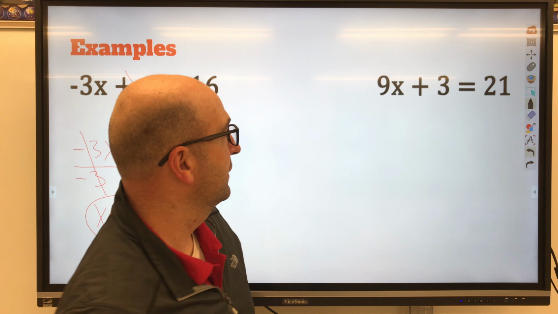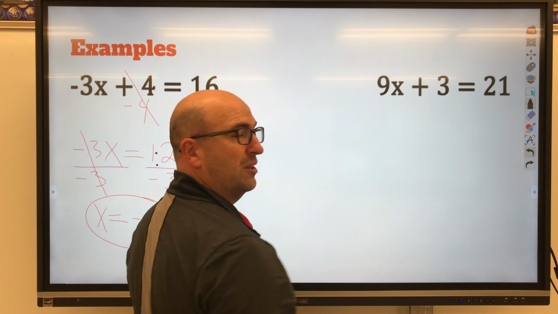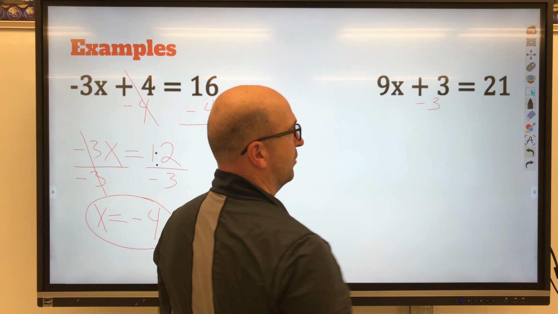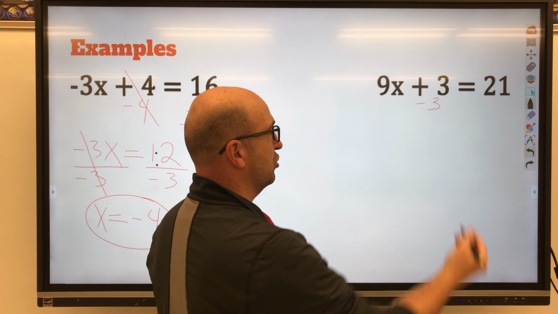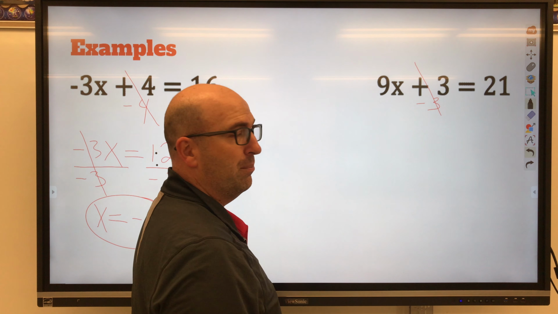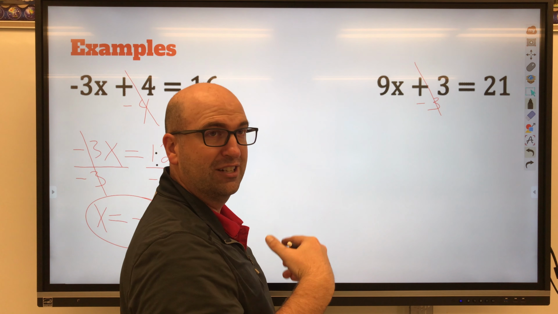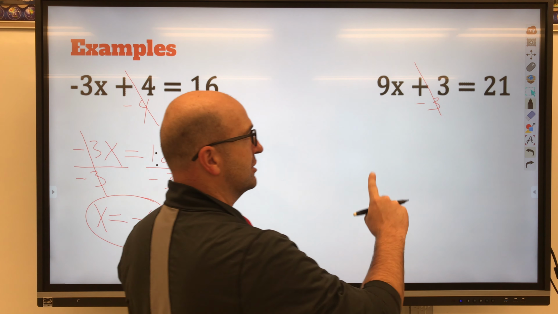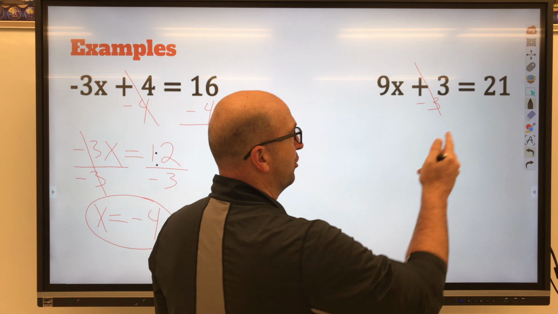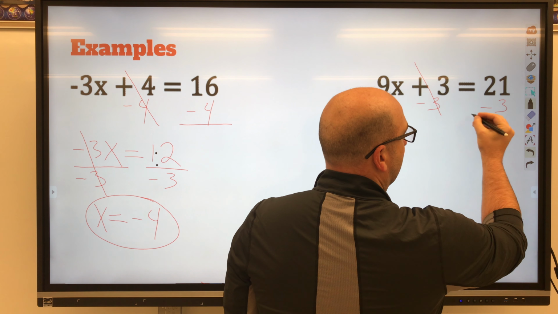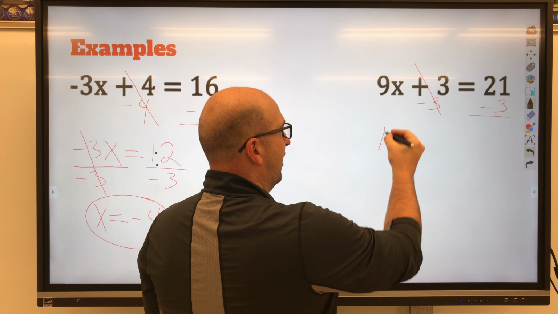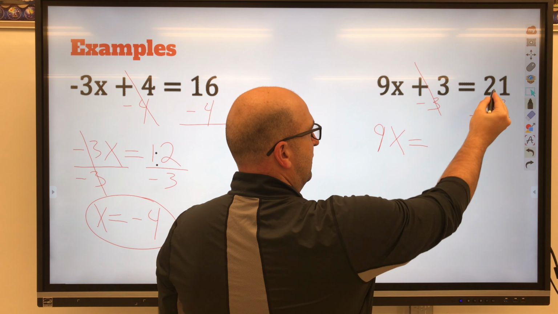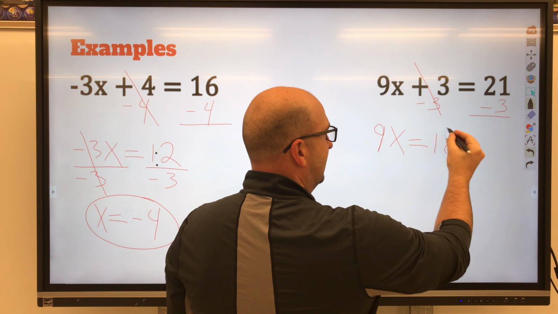Let's look over here. Start with the addition or subtraction to isolate the variable. Plus 3. The inverse operation is subtraction. So I subtract 3. Cross that out because we've eliminated it. Plus 3 minus 3 is 0, so we've eliminated it. Balance the equation. What we do to one side, we must do to the other. So I subtract 3 over here. I'm going to go ahead and bring down the next line of my problem. Bring down my equal sign. 21 minus 3 is 18.